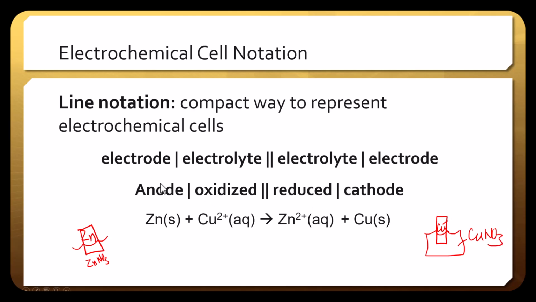So when we write this notation for this particular example, we're going to start with our anode, which is zinc. Then we're going to do the electrolyte, or whatever the solution was that was oxidized, so that's going to be our zinc ion. Then the double line represents the separation between the two cells. Then we're going to do whatever our electrolyte was on this side, so that was our copper ion. And lastly, the cathode, the solid piece of copper. So that's the line cell notation for this particular reaction.